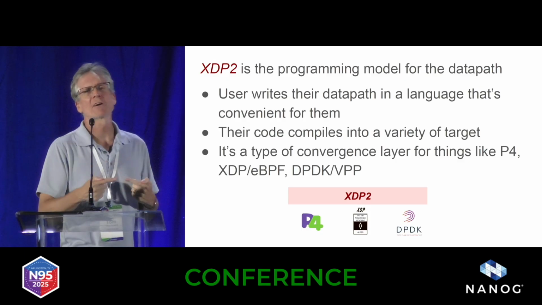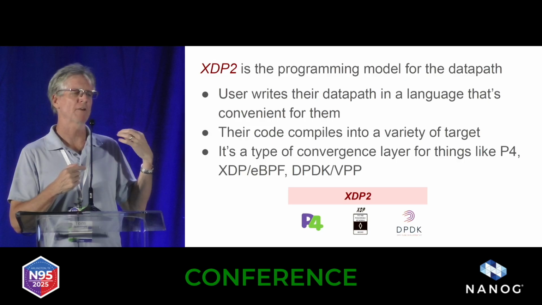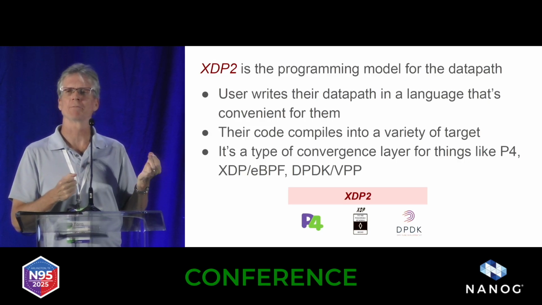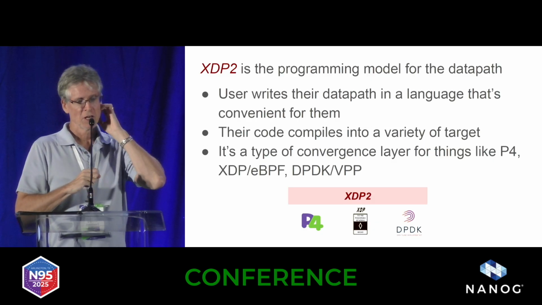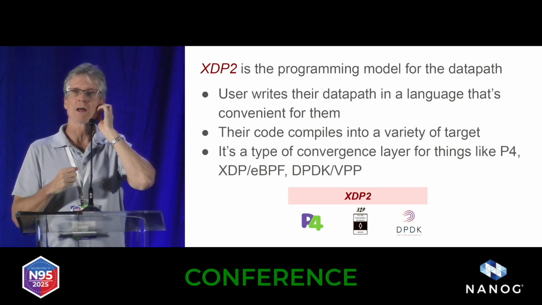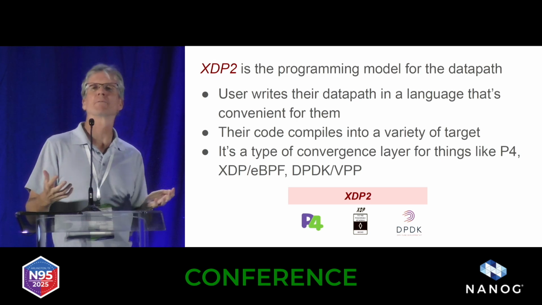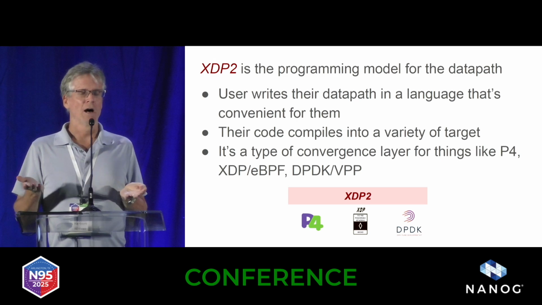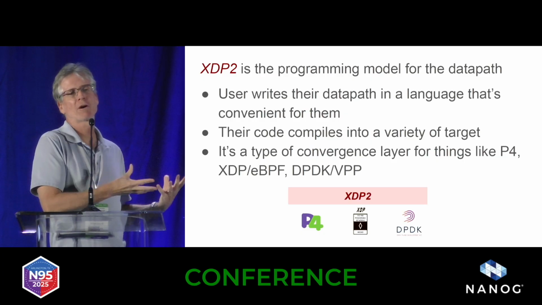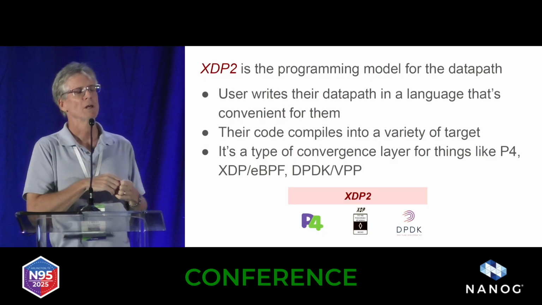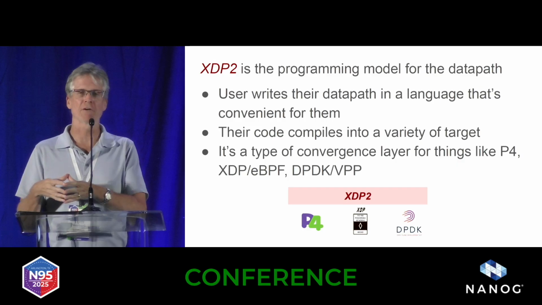So a little bit of a regression. Those 3, P4, XDP, eBPF, and DPDK, VPP, I think there's actually a talk on VPP next. Those 3, though, are kind of like the first instances of programmable data paths. They're a little bit different. So P4 you may have heard of. That's explicitly for programming high-performance hardware in a programmable way. So it's both a language and a runtime environment.